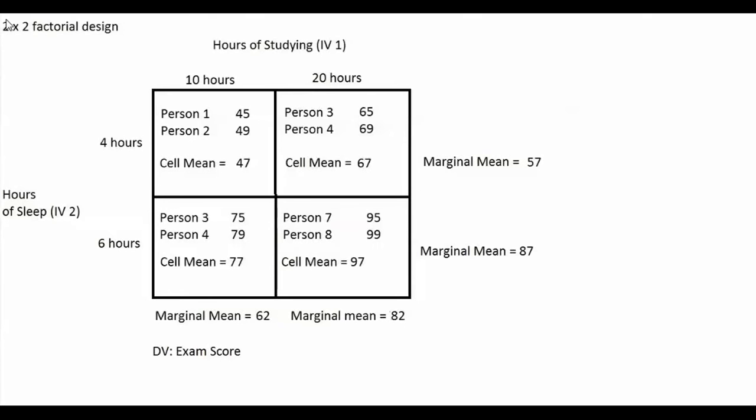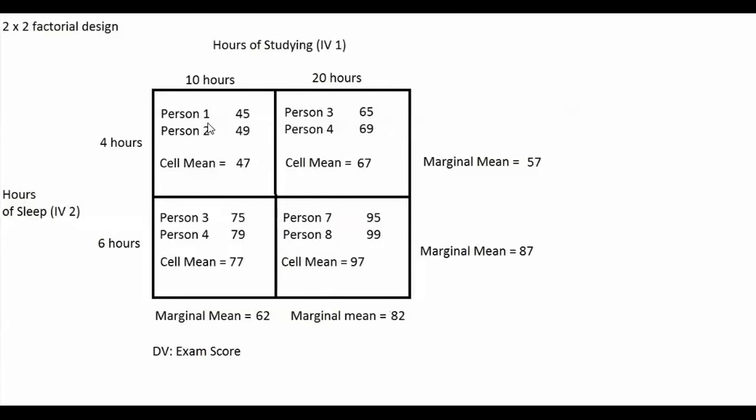Up here, this number is the number of levels of IB1, and this number is the number of levels of IB2. If you multiply the number of levels of IB1 by the number of levels of IB2, you get the total number of conditions. 2 times 2 equals 4, so a 2x2 factorial design has 4 conditions. These 4 boxes are the 4 conditions in my experiment.